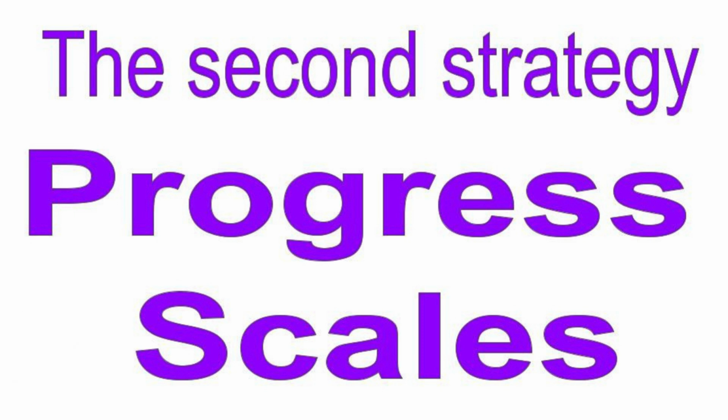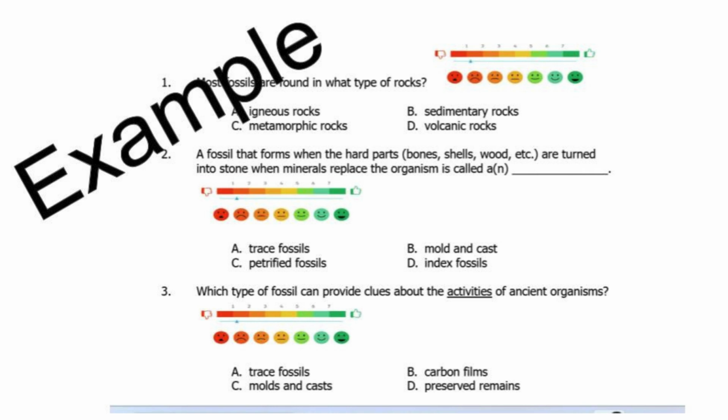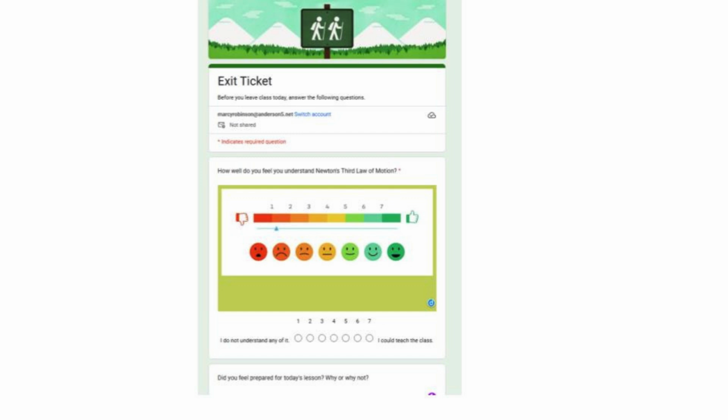The second strategy is progress scales. Progress scales are a great visual tool for students to use to track their growth. They can use a scale from 0 to 7, 0 to 10, 4, whatever you decide. And it's a way for the kids to check to see how they feel they are doing. I use it usually on a quiz. I want to know if they are familiar with those terms, how confident they feel, and that drives my instruction.